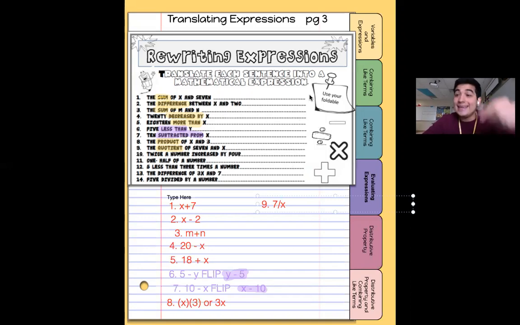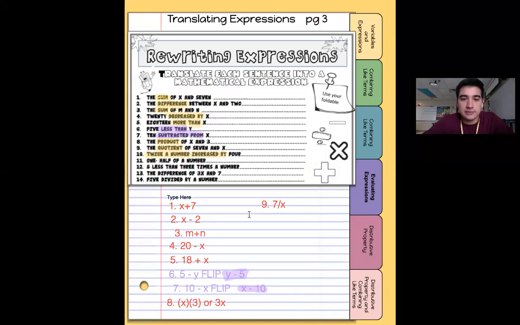Twice a number increased by 4. This one, if y'all didn't catch it, has 2 keywords: twice a number, and then increased by 4. So let's take it step by step because this one's a little different. If I have twice a number, how we can say that using a mathematical expression is 2 and a number, right? Any number, that's a variable. So let's just use x, the most common variable.